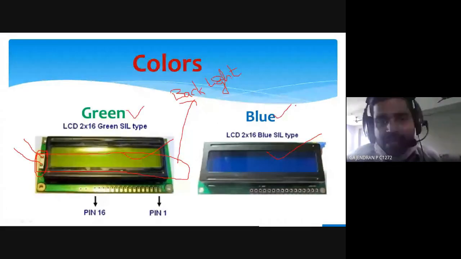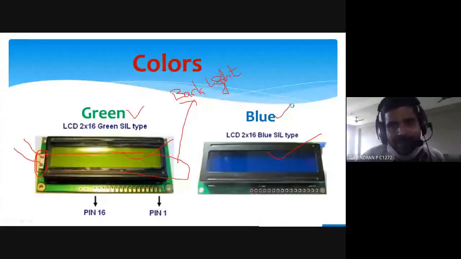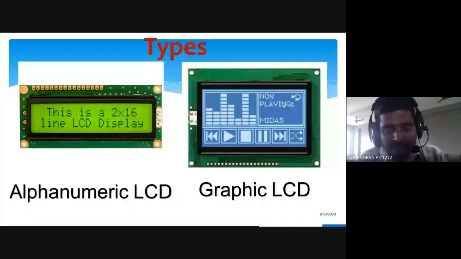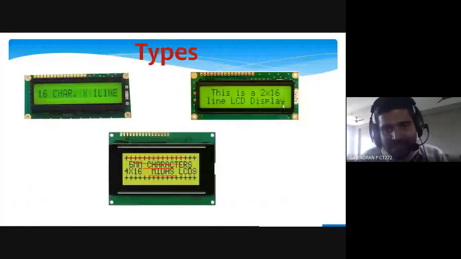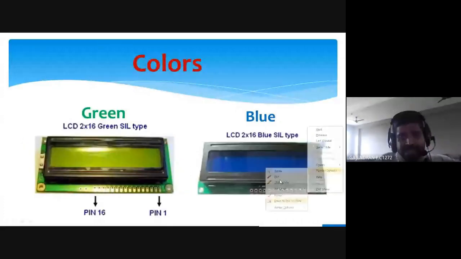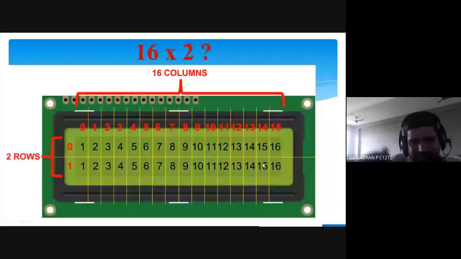What are the types we have seen so far? One is based on the characters we are printing, alphanumeric or graphic, then number of rows and columns, then color. Okay, so far clear? Shall I continue? How are these rows and columns addressed? Please take a screenshot of this one. Whenever you start writing the program, you will make a mistake in this.